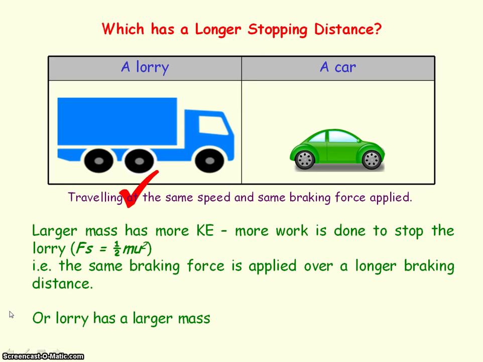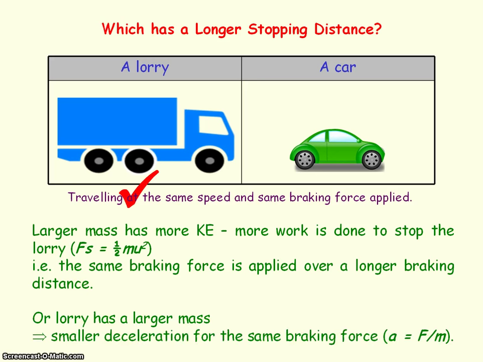Alternatively, because the lorry has a larger mass, we can say it will have a smaller deceleration for the same braking force, and that comes from F equals ma, where the deceleration will equal the braking force divided by the mass. So for the same braking force, a larger mass will have a smaller deceleration, and hence a longer braking distance.